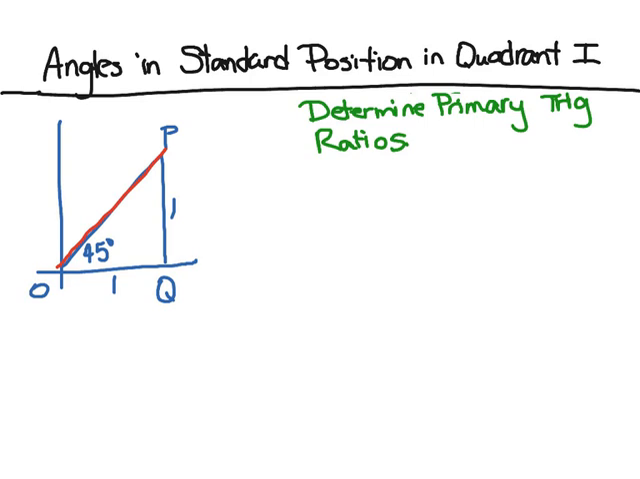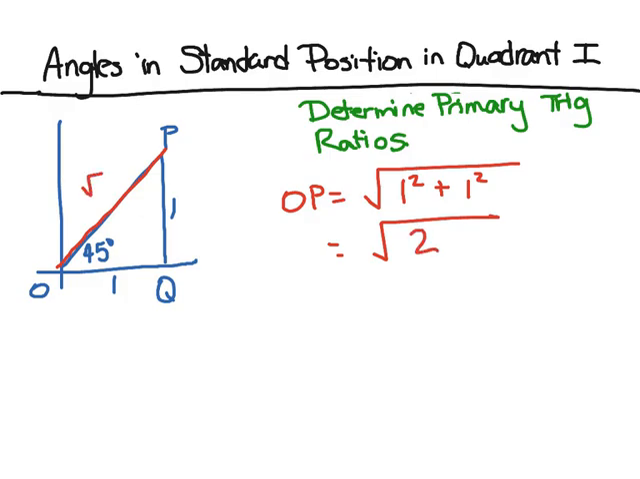OP equals the square root of 1 squared plus 1 squared, which equals the square root of 1 plus 1, which is 2. So we know that this is the square root of 2. Now to find our trig ratios, this is our adjacent, this is our opposite, this is our hypotenuse.